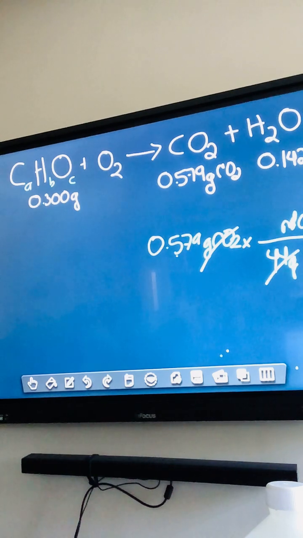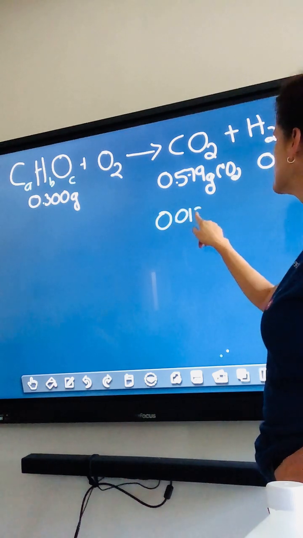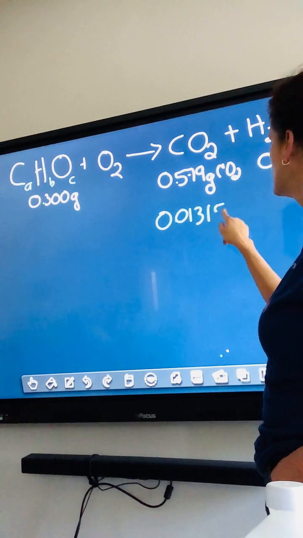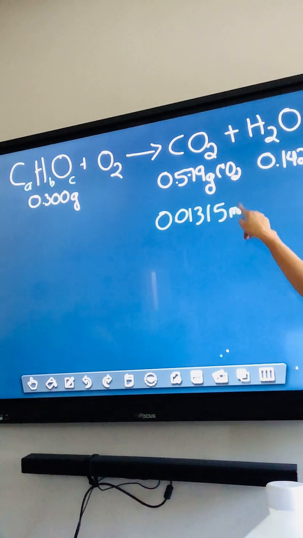How many moles of CO2 is that? 0.01. Give me more numbers, at least 3. 0.0131 what? 0.01315 moles of CO2. How many moles of water do I have?